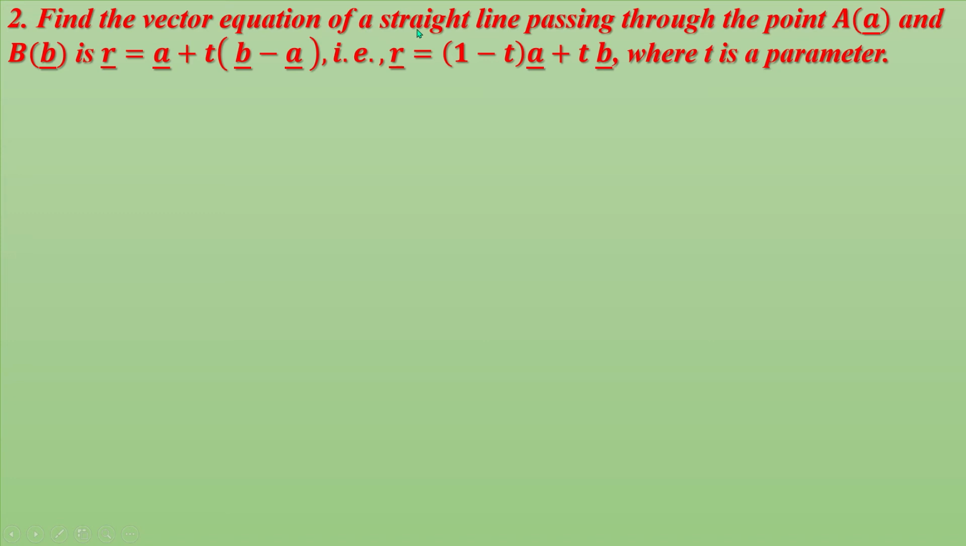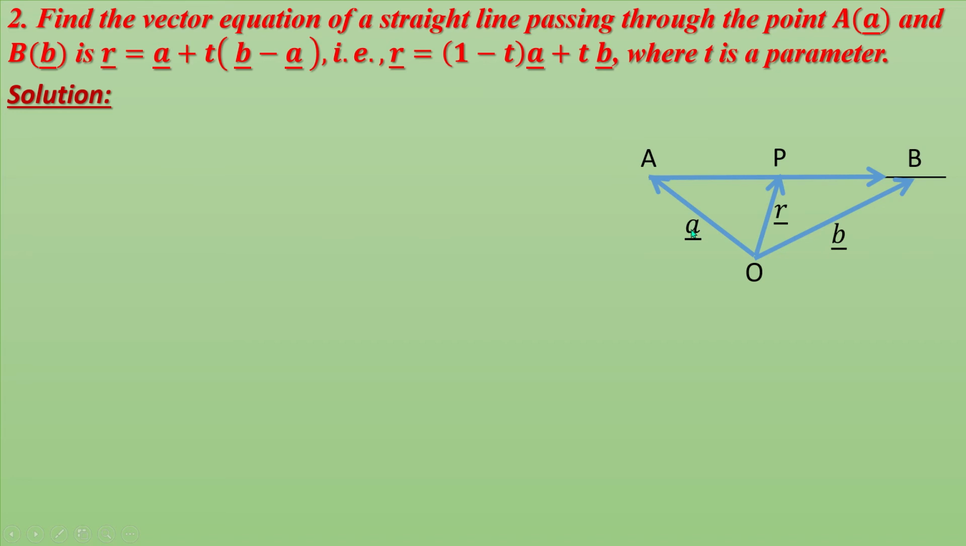Number 2. Find the vector equation of a straight line passing through the points A and B. Yes, r vector is equal to a vector plus t into b vector minus a vector. That is r vector equal to 1 minus t into a vector, that means here a vector, here will be minus t a vector. When we take a vector common, here will be 1 minus t, plus t into b vector, where t is a parameter. Same condition. Now follow the solution.